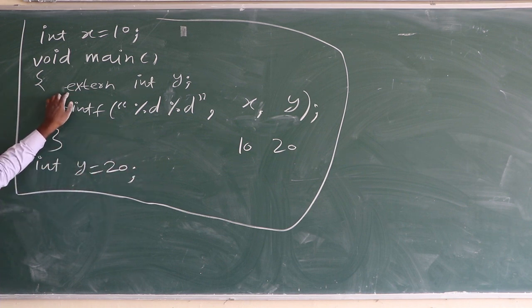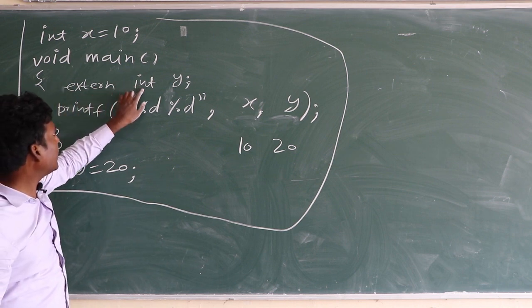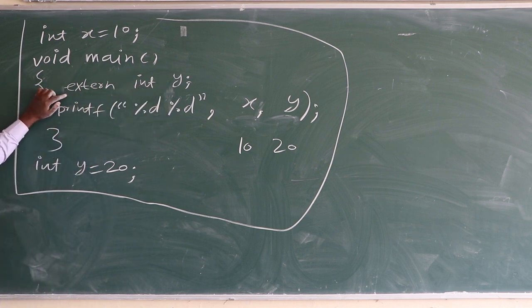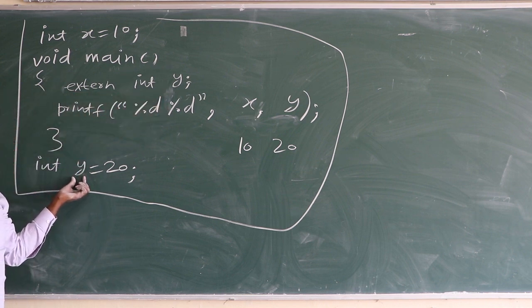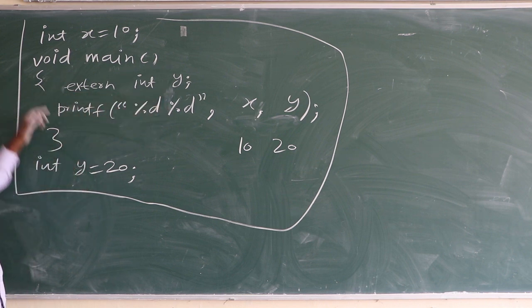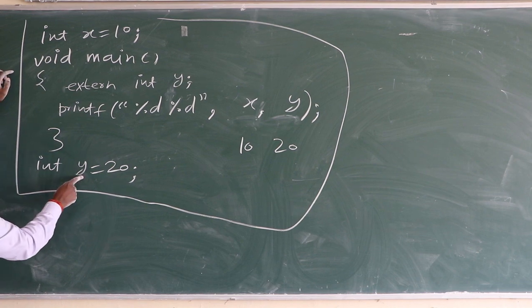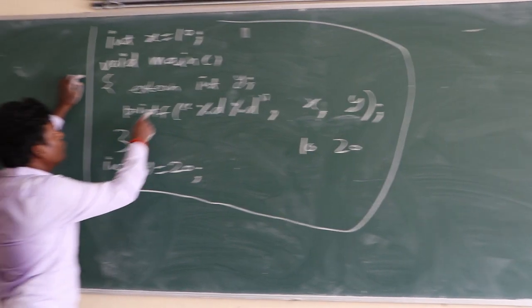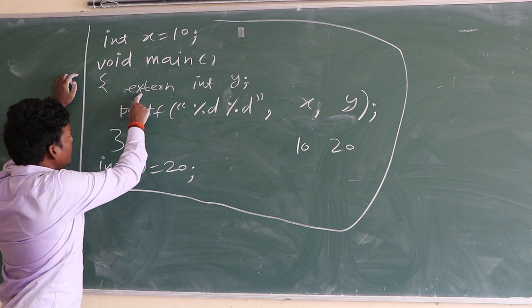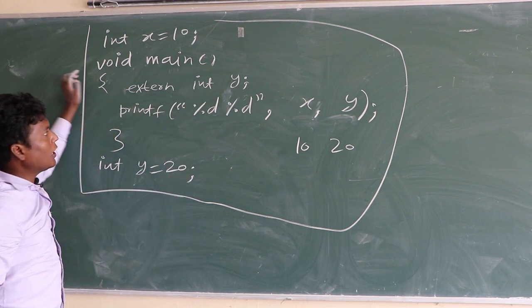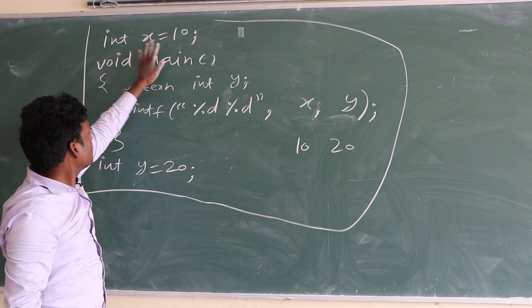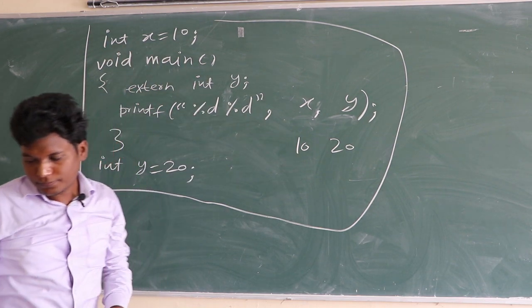So you have to put this statement, extern int y. Why are you using extern for y? Because this y is a global. This y is declared outside the main, so this y is a global. That's why you have to put the storage class here, extern int y. Now this program is working properly.